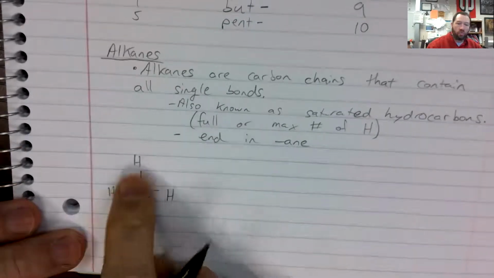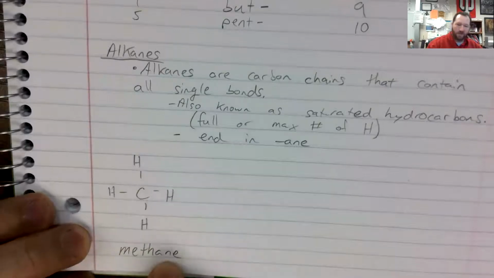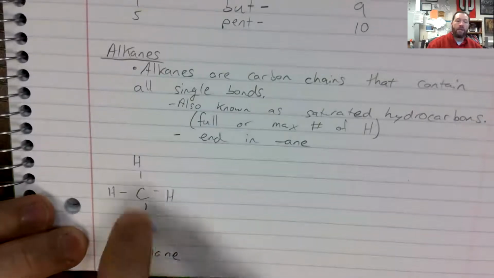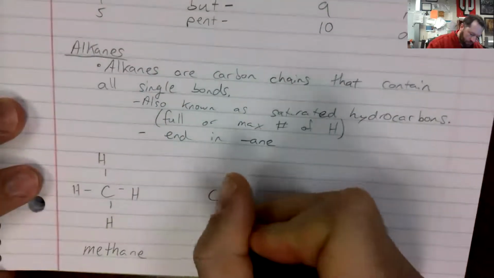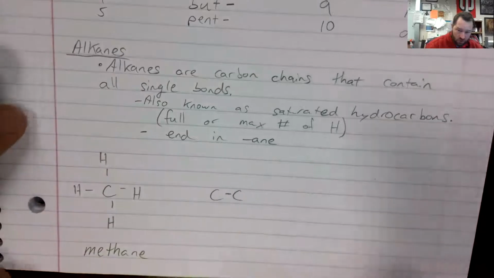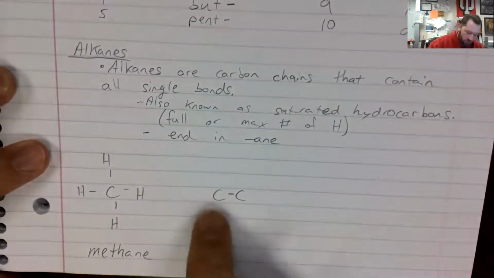There are only single bonds here. So we add the ending ane. That's methane. It's methane, a gas produced by cows, the greenhouse gas. We produce it too, but just not in the quantities that cows produce it.